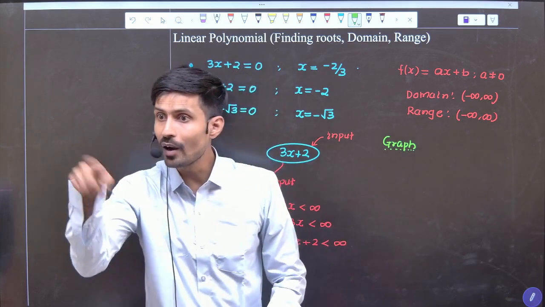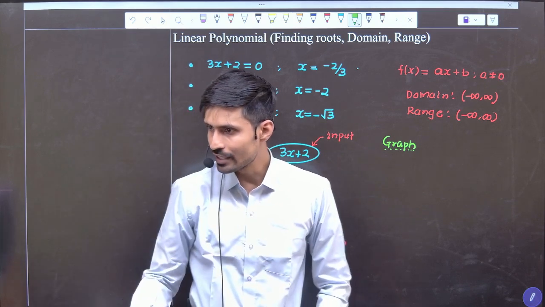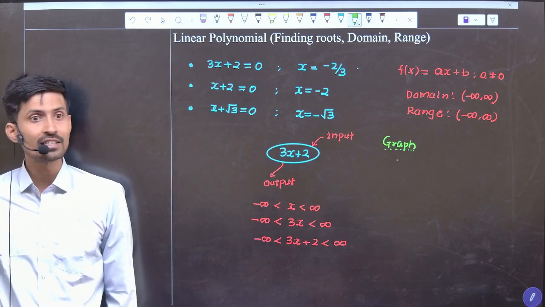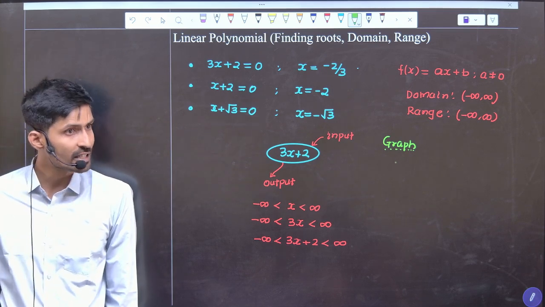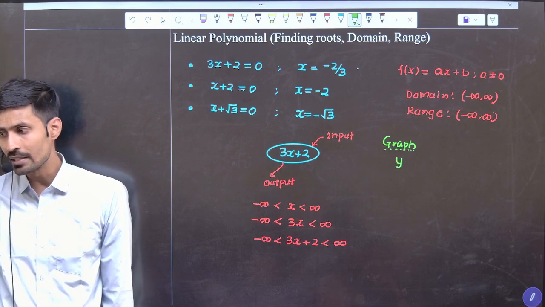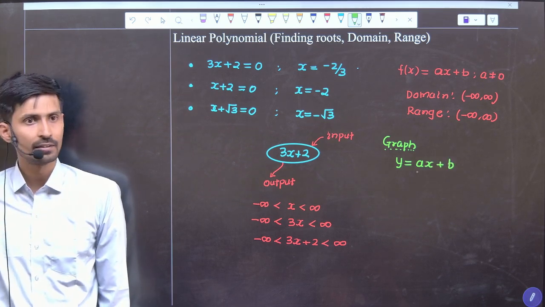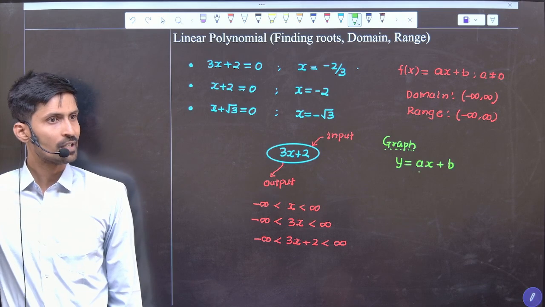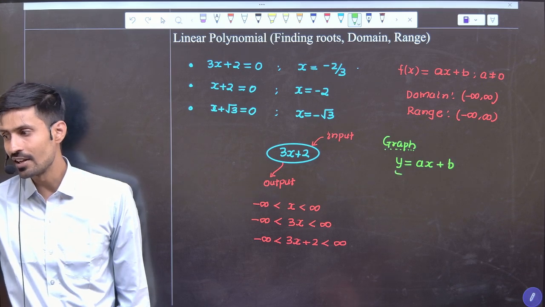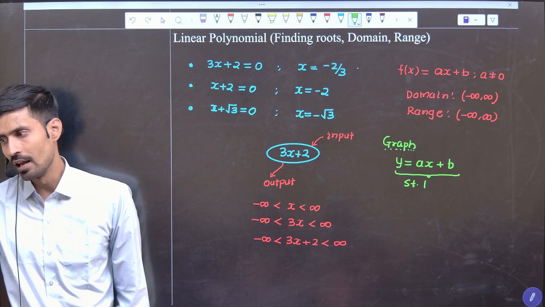Why am I writing y? Because the y-axis is present in the graph. That's why I am introducing it with y. Yes or no? So when we have to work on a function, f(x) is equal to ax plus b. When we have to draw the graph, we'll write y is equal to ax plus b. And this graph represents a straight line. Always remember, a straight line.